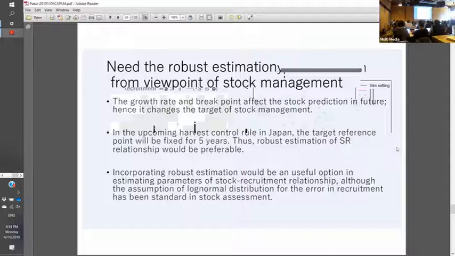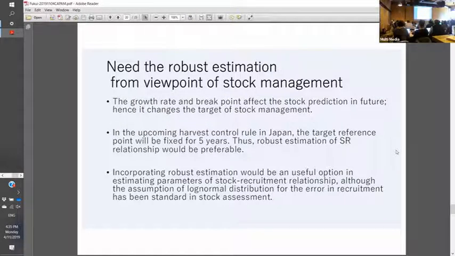What is good for stock management is that the growth rate and the breakpoint affect the stock prediction in the future. Hence, they change the target of stock management. In the upcoming harvest control rule in Japan, the target reference point will be fixed for 5 years. Thus, robust estimation of the stock recruitment relationship will be preferable. So, incorporating robust estimation would be a useful option in estimating parameters of the stock recruitment relationship. That's all. Thank you.